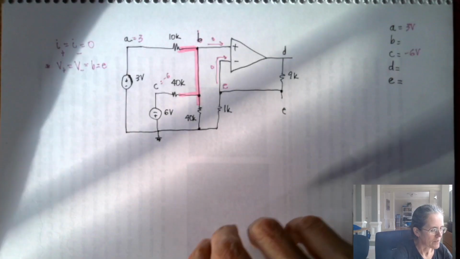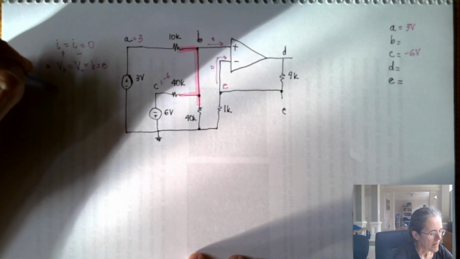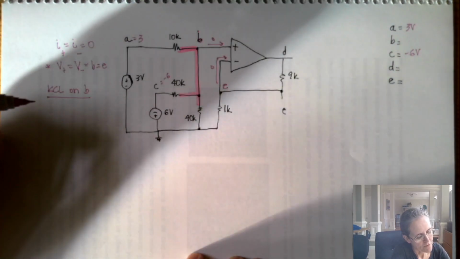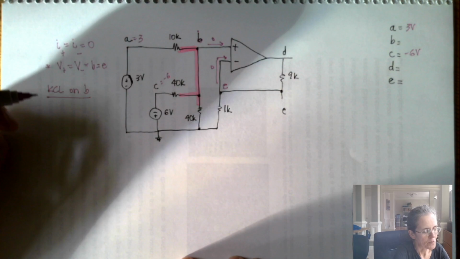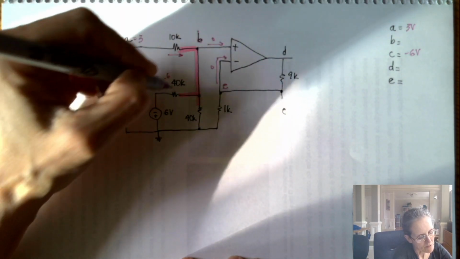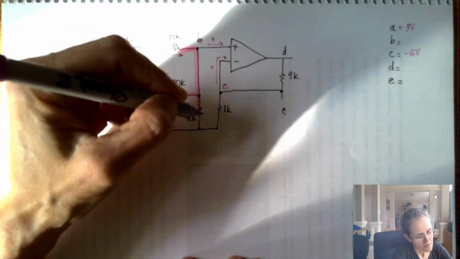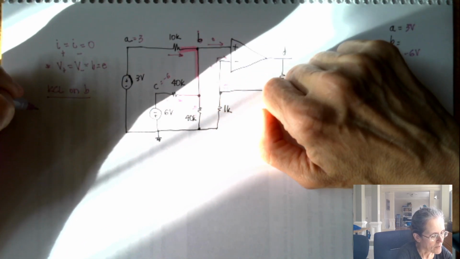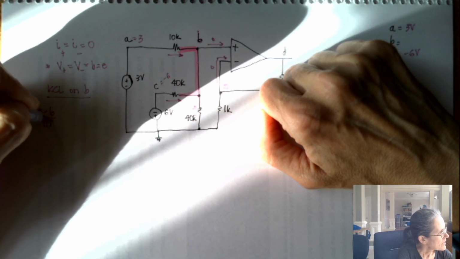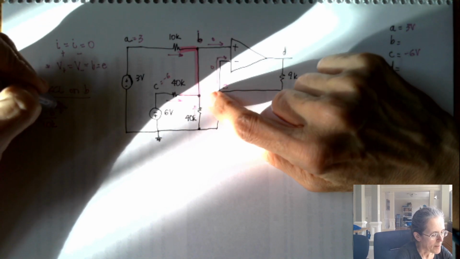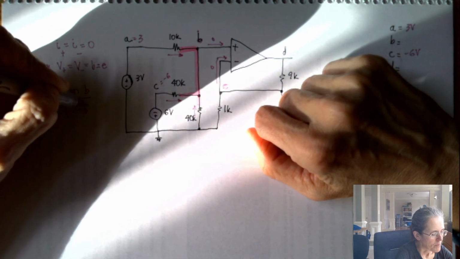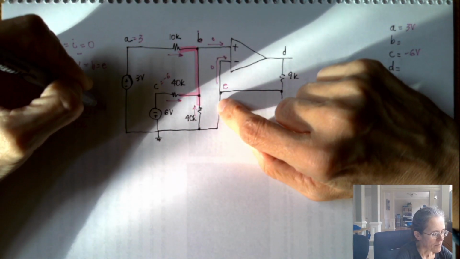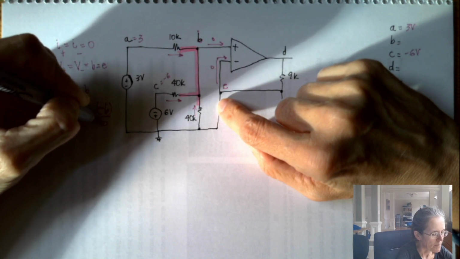All right, so let's do KCL on B. And if you remember, I said it doesn't matter anymore for nodal analysis if you write just the KCL or KCL with ohms. So I'm going to do that. I'm going to assume coming into B. So I'm going to write that Ohm's law for this one will be 3 minus B divided by 10K plus minus 6 minus B divided by 40K plus 0 minus B divided by 40K equals 0.